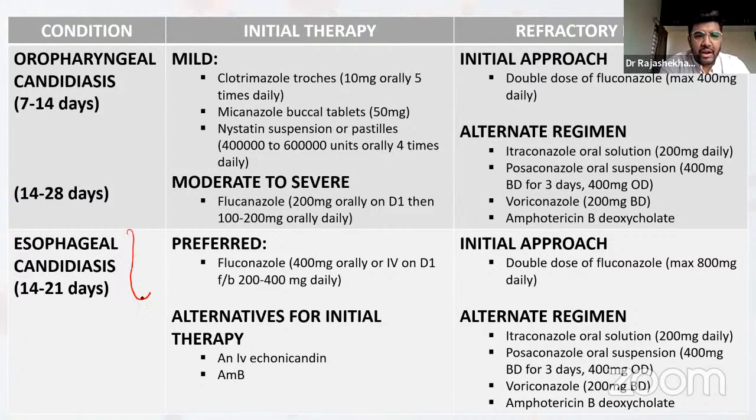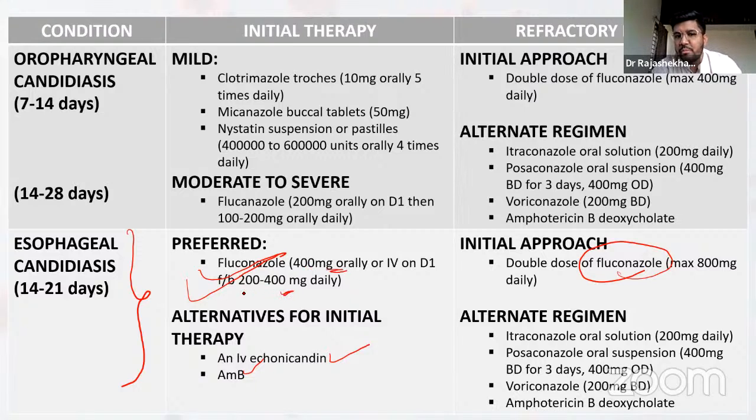For esophageal candidiasis, the first line of treatment, if somebody asks, is fluconazole. As an alternative, you can use an IV echinocandin or amphotericin B. In a refractory case, a double dose of fluconazole can be used. The usual dose we follow is 400 mg orally on day 1, followed by 200 to 400 mg for 14 to 21 days. I particularly use a 3-week duration, that is 21 days.